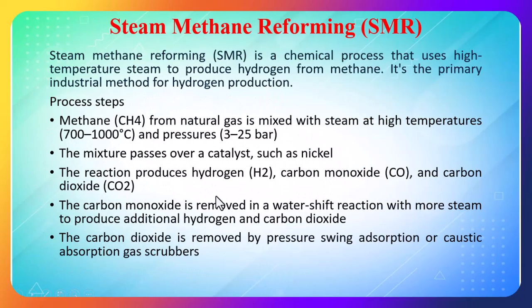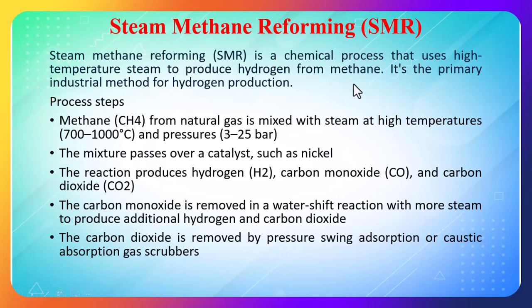So in steam methane reforming, what we do is a chemical process that uses high temperature steam to produce hydrogen from methane. So all we require is methane and steam. It's the primary industrial method for hydrogen production. This is how we try to produce it.